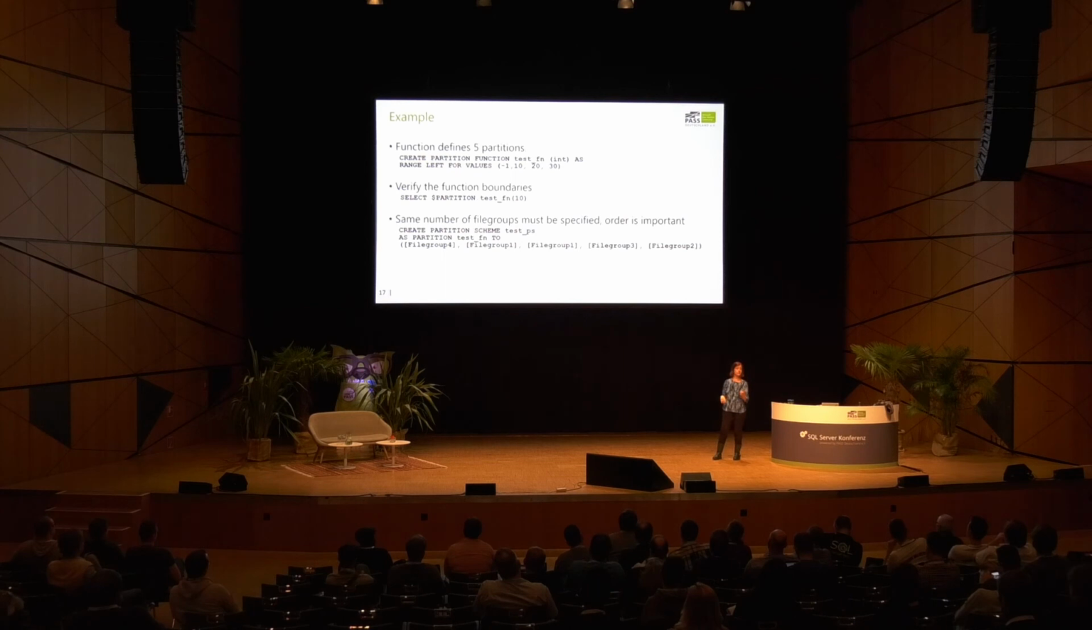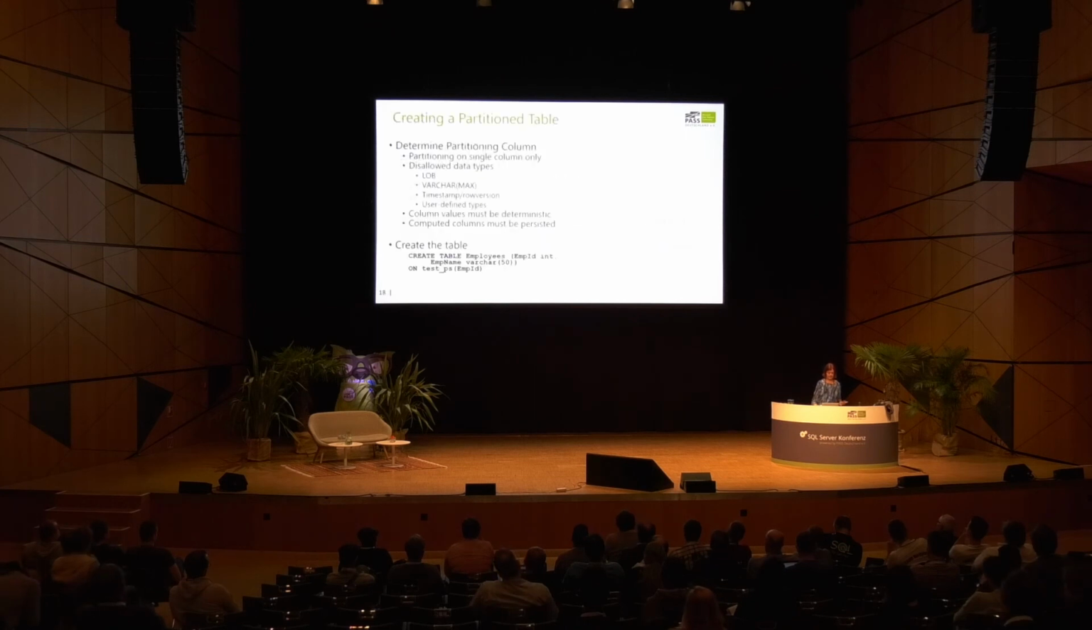It means the first partition, everything less than or equal to -1 will go in file group 4. The second partition, everything greater than -1, less than or equal to 10, will go in file group 1. Everything between 10 and 20 goes in also file group 1, but it's stored separately. The fourth partition goes in file group 3, and the fifth partition goes in file group 2. I was just trying to make it as confusing as possible, just so you know it is possible. You don't have to do it that way.